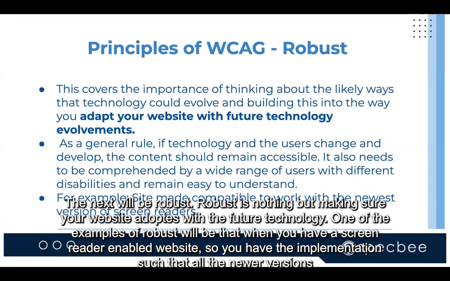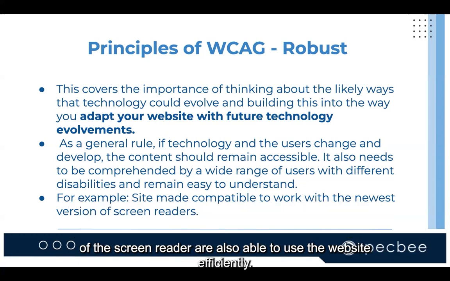The next will be robust. Robust is nothing but making sure your website adapts to future technology. One of the examples of robust will be when you have a screen reader enabled website, you have the implementation such that all the newer versions of the screen reader are also able to use the website efficiently.